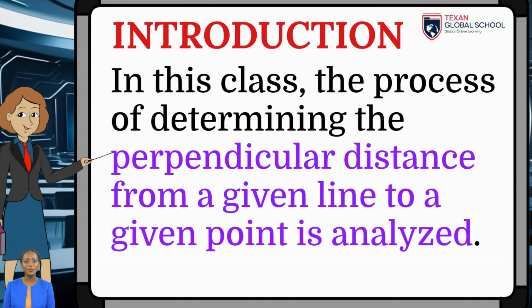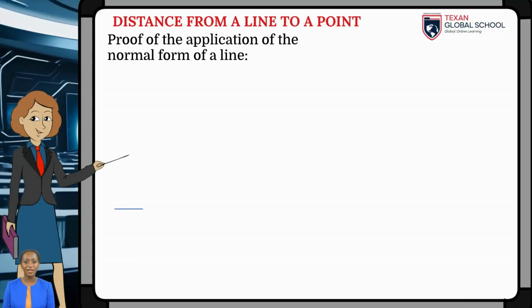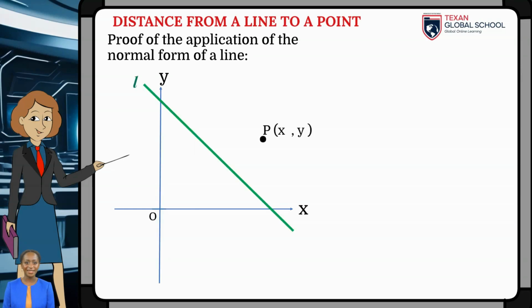In this class, the perpendicular distance from a given line to a given point is analyzed as an application of the normal form. Starting from a straight line L and a point P1 with coordinates x1, y1 in the Cartesian plane, we can determine the perpendicular distance d between the line and the point.